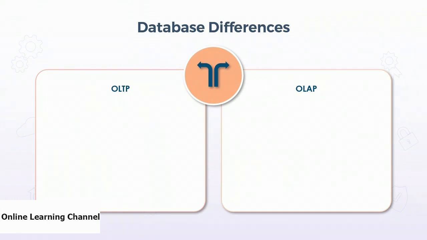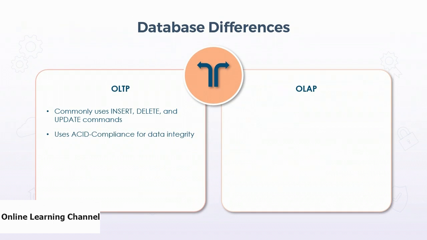Some more database differences. OLTP systems commonly use your regular SQL insert, delete, and update commands. They use ACID compliance for data integrity. Data is backed up on a regular basis, and it has smaller storage requirements.